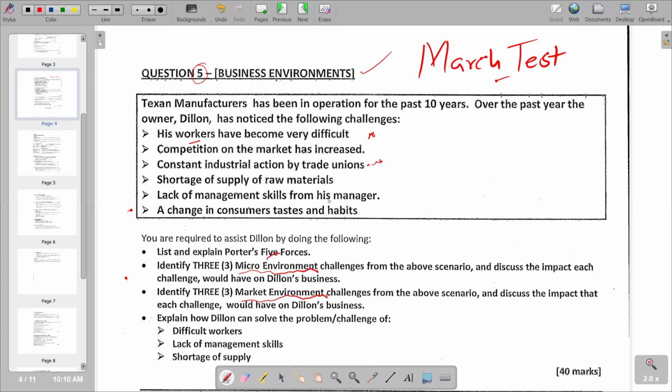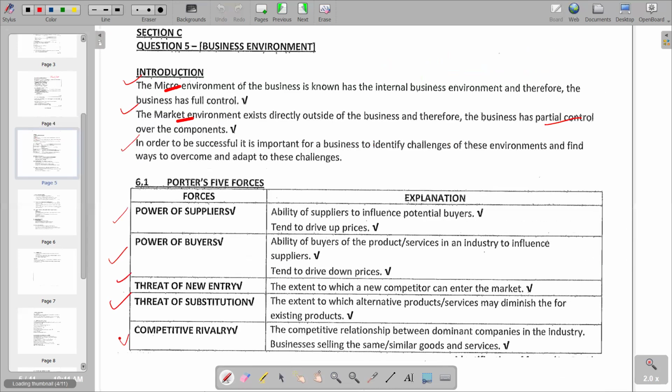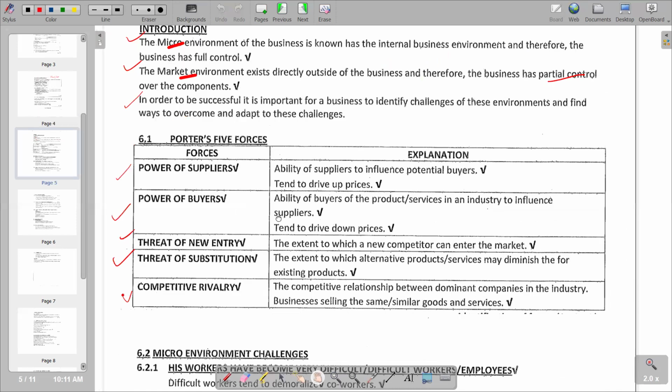Lack of management skills from his manager is the third one. Remember, the manager is a worker of that business. So basically, those are the 3 that we have, and the question is asking for 3. From that, it says discuss the impact each challenge would have on Tino's business. So we are going to go through that in the other section and try to see the description that we have according to this video.